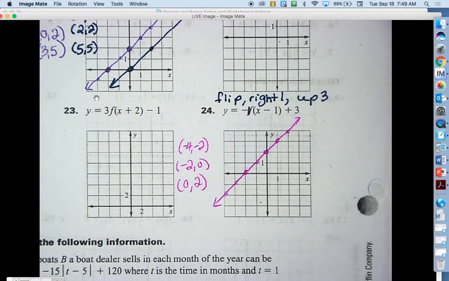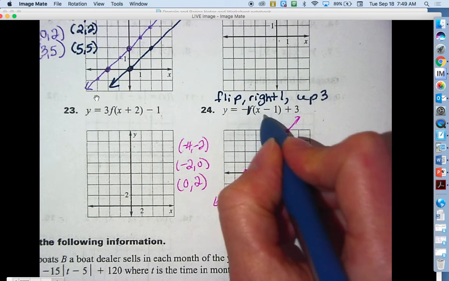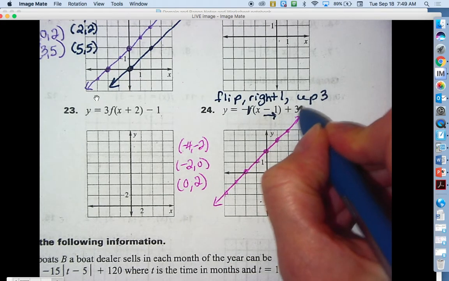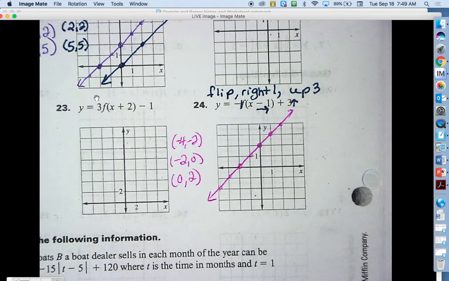So three things are going on. Inside, that moves right. The outside plus 3 moves it up. And then the negative in front is flipping it over the x-axis. So I'm going to try and write a little pattern for us to follow based off of all this information.